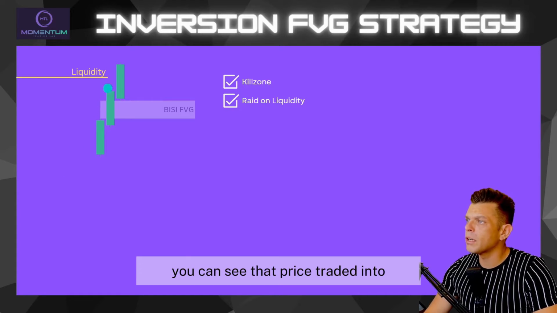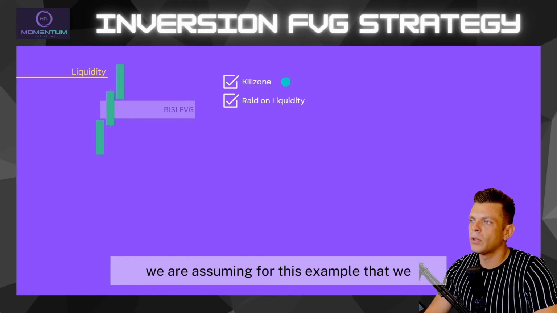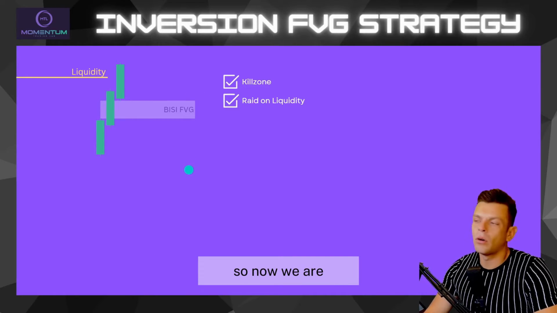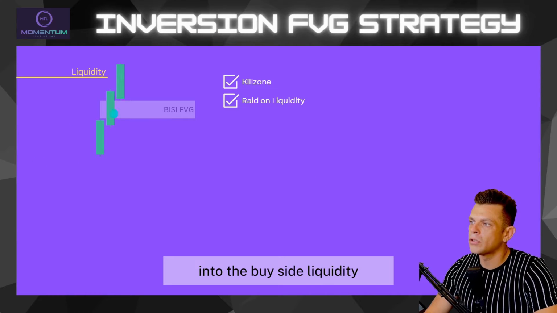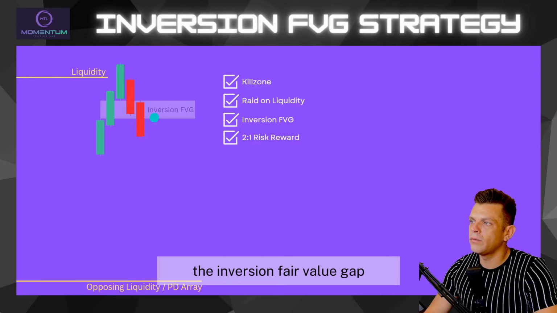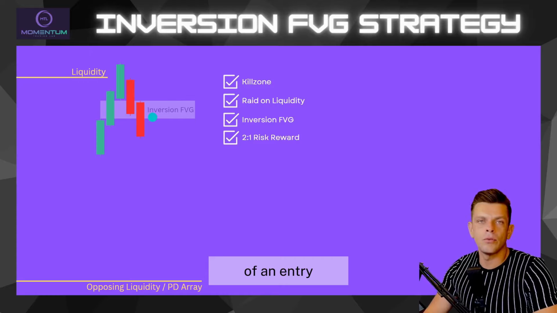We can see that price traded into the level of liquidity. We are assuming for this example that we are in a kill zone. So we have the raid on liquidity. We have a BISI fair value gap. Now we are expecting this fair value gap to fail because it traded into the buy side liquidity. Price action trades through the inversion fair value gap. So now we have the potential of an entry model to form.